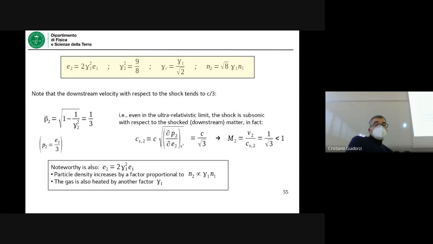And as I was telling you, the origin of this gamma squared factor in the energy density is that one gamma is due to the increase of the number density, the other to the kinetic energy of the individual particles, which is increased by a factor of gamma. So you have more particles per unit volume in the downstream fluid. By how much? By a factor of gamma. And each of these individual particles is hotter, on average, by a factor of gamma. So gamma times gamma gives you an energy density which is gamma squared times higher in the downstream fluid with respect to the upstream fluid. This is very important.